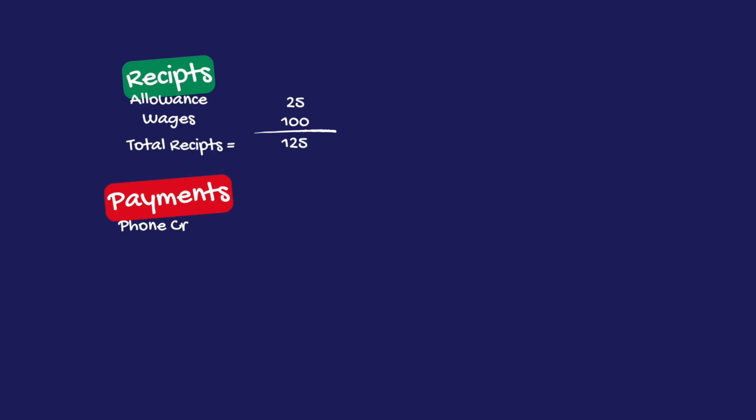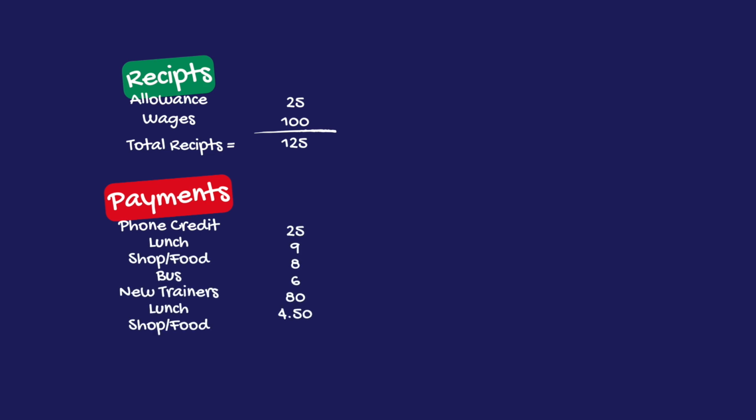Now payments is the money we spent within a month, and we can see here we have phone credit for €25, lunch for €9, we spent €8 in the shop, bought new trainers for €80, €4.50 for lunch, and finally another €3.50 in the shop, which all adds up to €135, meaning this month we spent a total of €135.